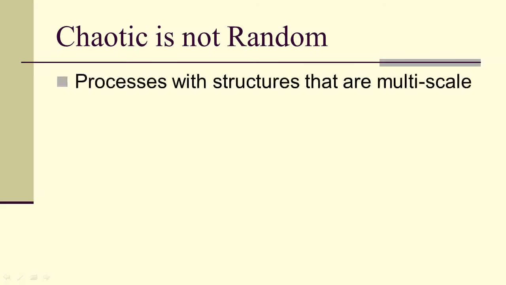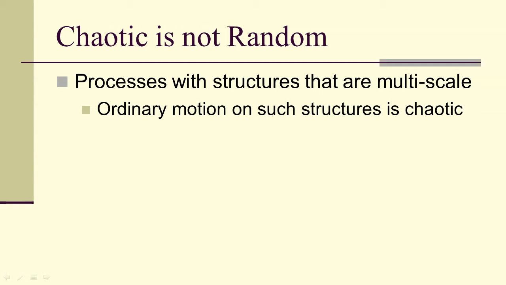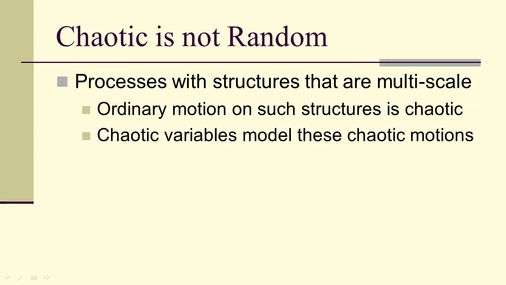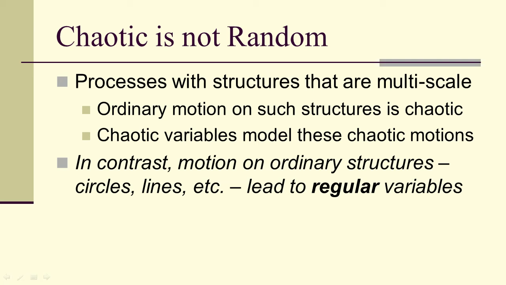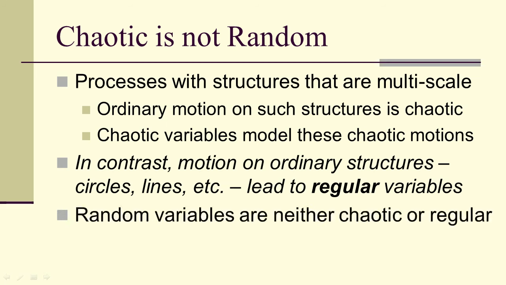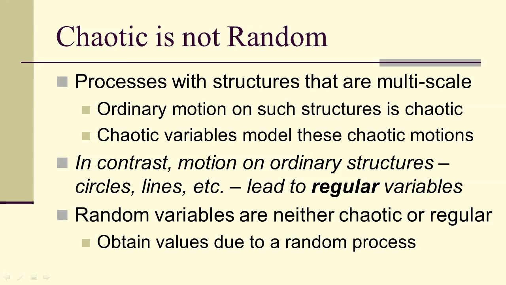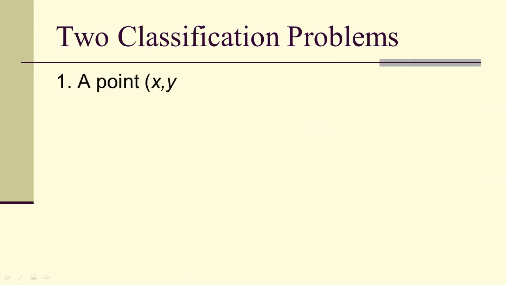Chaotic is not random. Processes with structures that are multi-scale, ordinary motion on such a complicated structure is often chaotic, and chaotic variables model these chaotic motions. In contrast, ordinary structures, circles, lines, and whatever, lead to regular variables. Random variables are neither chaotic nor regular. They obtain values from a random process. There is no underlying structure.